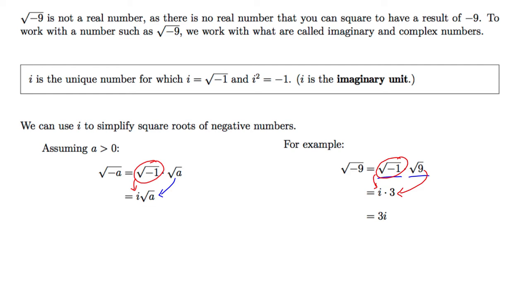So the square root of negative 9 is really the same thing as i times 3. But like we would do with any variable, we wouldn't write i times 3. It would be more standard to write that as 3i.